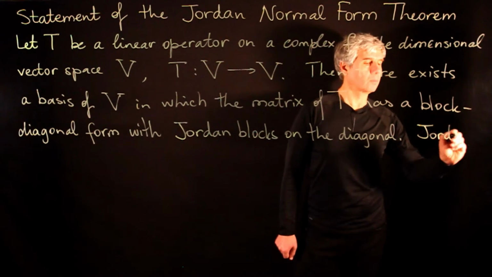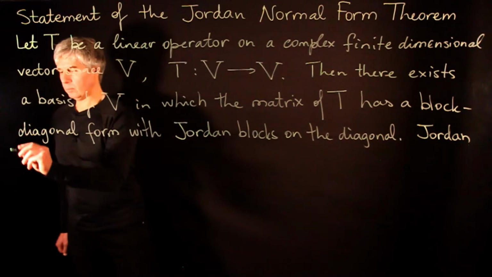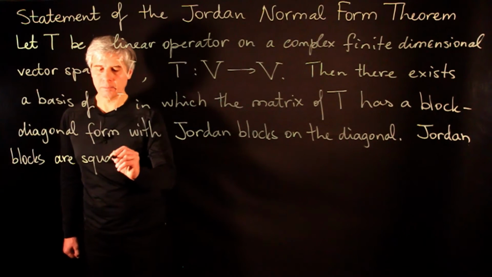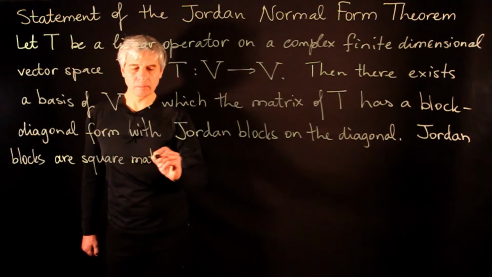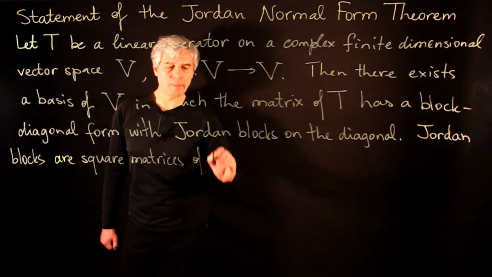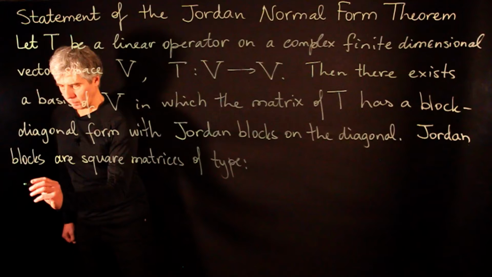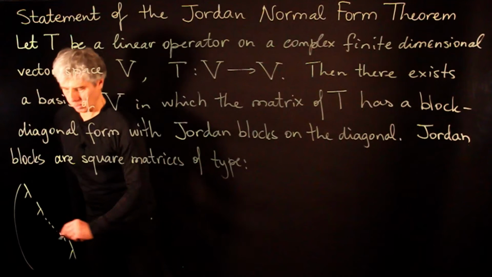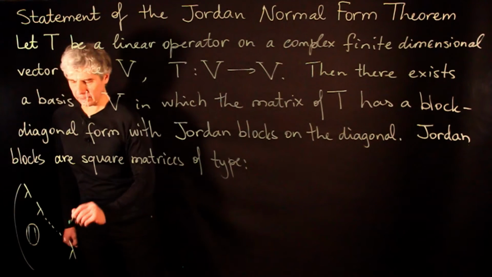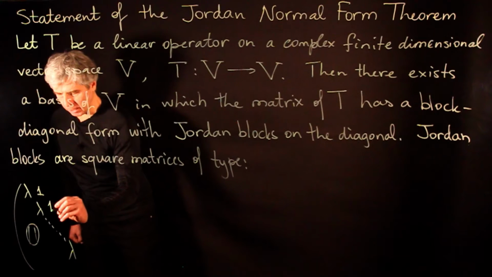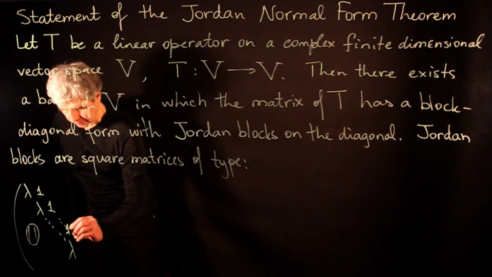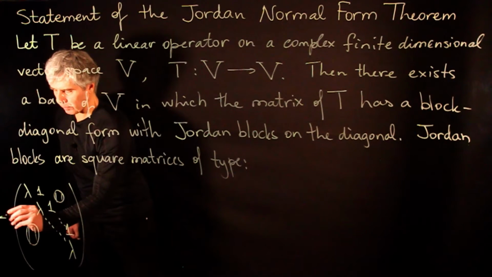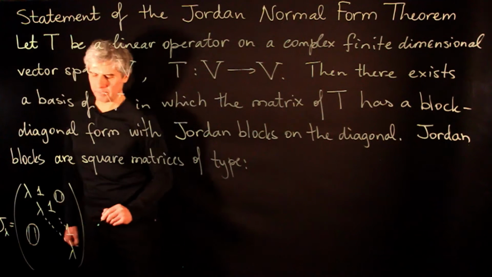Jordan blocks are square matrices of the following type. We have lambdas on the diagonal, zeros below the diagonal. Then we have a string of ones just above lambdas, and then the rest of the matrix is 0. This is how a Jordan block J lambda looks like.